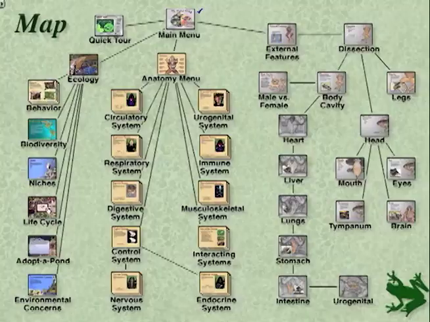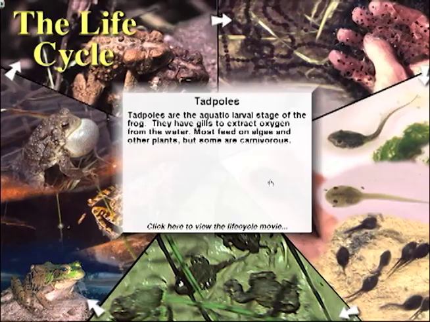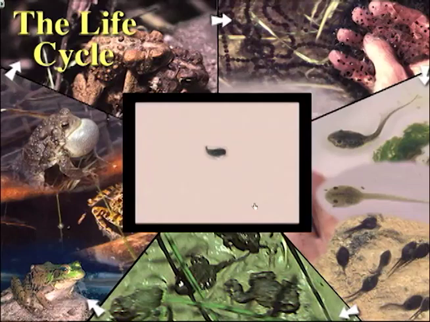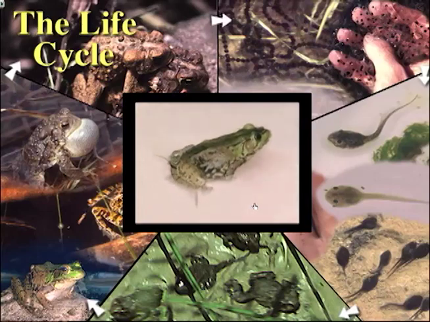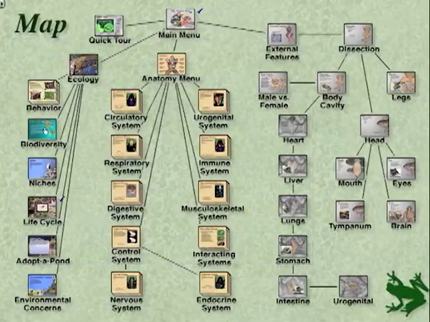Before we start dissecting, you have to see some of my favorites here. Here's the life cycle of a frog, the eggs, the tadpoles, and the juveniles. Click here to see the life cycle movie. An egg turns into a tadpole, turns into a frog. It's metamorphosis in 5 seconds or less.